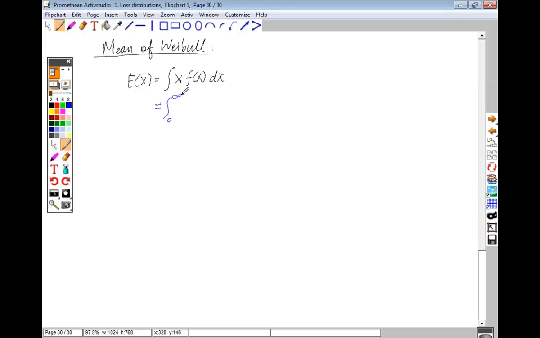And Isha, can you guide me as to what the f of x is here for the Weibull distribution? Yeah, f of x is c times gamma times x raised to gamma minus 1 into e raised to minus c x raised to gamma. And is that it? Should I write something else here? Dx. Dx, right? So we are observing changes with respect to x here.